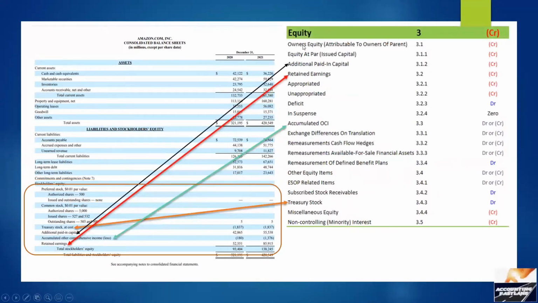Next, we look at equity accounts. On the bottom of the balance sheet, it shows owner's equity. All these accounts are straight from the chart of accounts, as you can see: additional paid-in capital, treasury stock, and retained earnings. So all these chart of accounts would show up on the financial statement, straightforward.